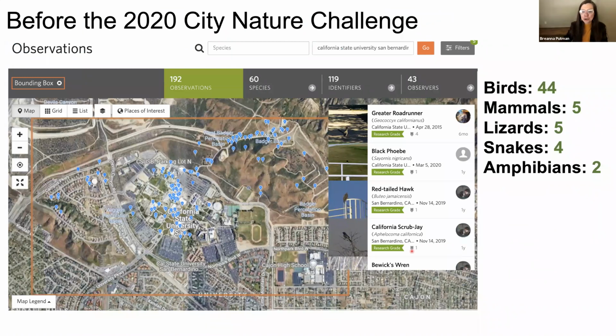Okay, so finally, I want to give a local example. So these are the iNaturalist observations for California State University, San Bernardino, and the surrounding area. Before the 2020 City Nature Challenge, so basically since the beginning of iNaturalist to 2020, this is what we had in our region. So we had documented about 60 species that occur on and around campus. And we had about 43 people who observed this and 192 observations, over, so I think iNaturalist was founded in 2009. So over a 10-year time frame.